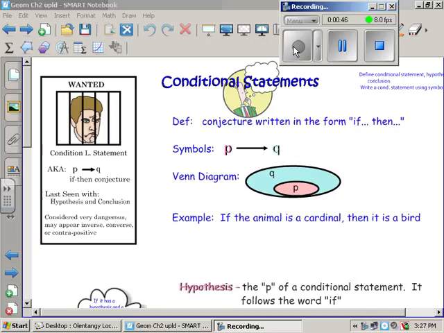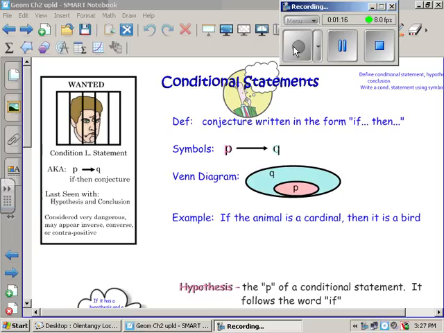The symbols for conditional statements, and if you go to a liberal arts college, I guarantee you'll take discrete math, which is like the logic of statements and reasoning, and you use these a lot. The P always stands for the if part of the conditional statement, and the Q always stands for the then part. So this would be read if P then Q.